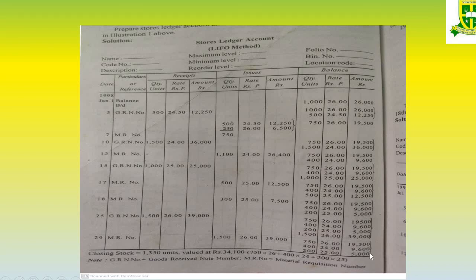So add the total amount column, you will get the value. Add the quantity column, you should not add the rate per unit, because the rate per unit will be different for each material. So what is the total stock available? 1350 units. The value is 34,100. This is the last in first out method.